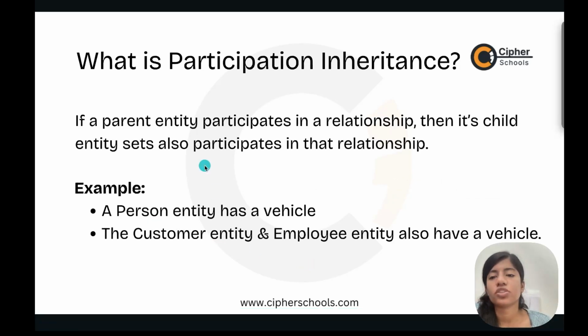What do we mean by participation inheritance? By this, if a parent is participating in any relationship, it is but obvious that its child will also participate in that. So if a parent participates, the child entity set also participates in that relationship. Now, if the person entity has a vehicle, then the sub-entities which I divided the person into, if I divide it into student and employee, then both the student entity and the employee entity will also have a vehicle. So this is what I mean by participation inheritance.